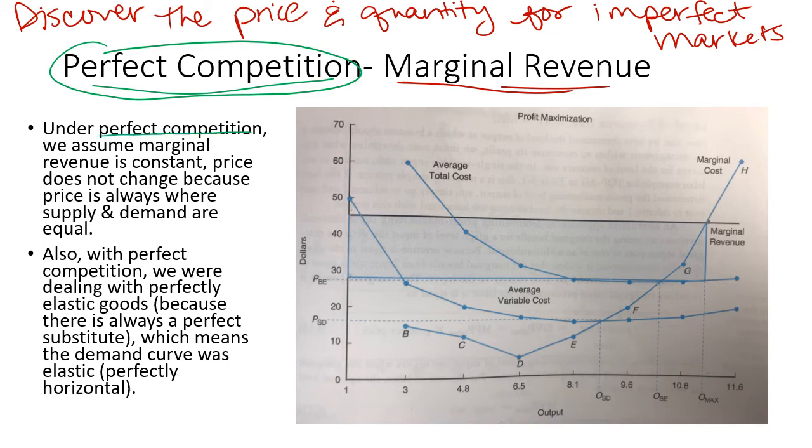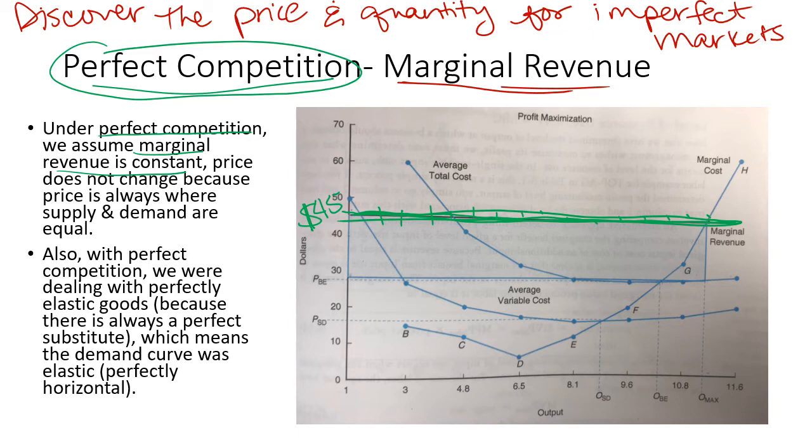under perfect competition, marginal revenue is constant. So the price is not changing because price is always where supply and demand is equal. So the marginal revenue that the company is receiving every single time they sell another product is the same. So this marginal revenue here was $45 because every unit that the company sold, they were receiving an additional $45.